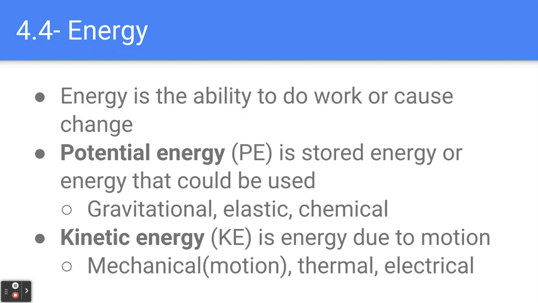Within each bond of a molecule or a compound, there is energy there, and that energy can be released and used. Kinetic energy is energy due to motion. So we have mechanical energy, which is just like our normal motion. If you're measuring the energy of how fast a car is moving, that's mechanical. Thermal energy is the energy due to particles' motion, and then electrical would be the motion of electrons.